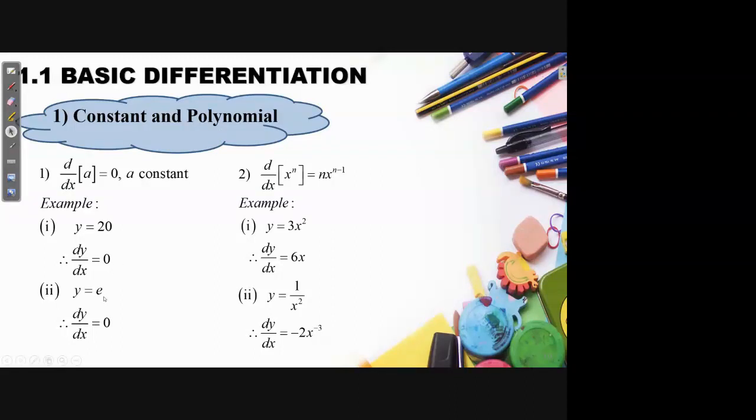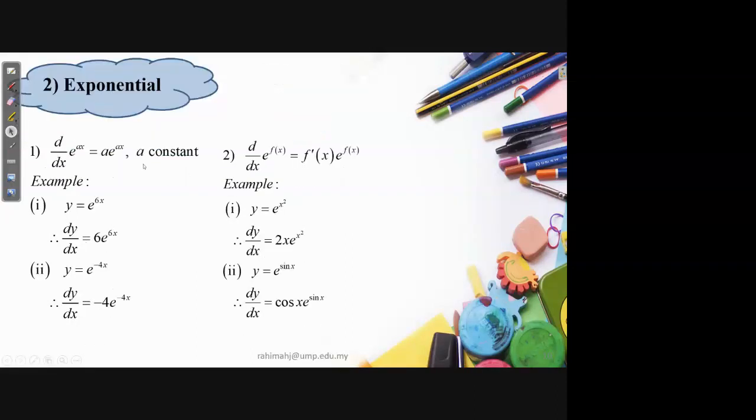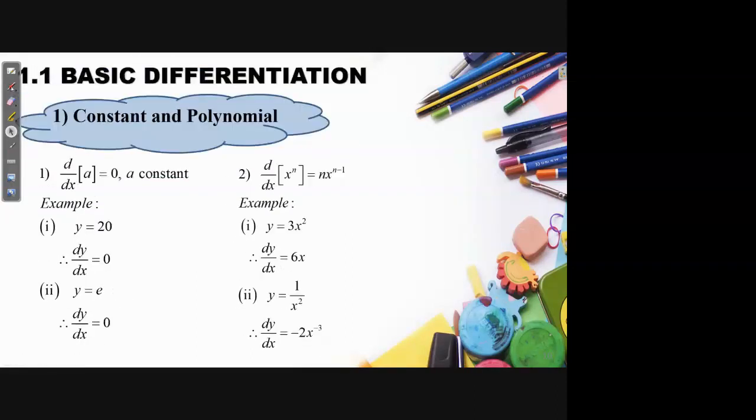When we have y equal to e, this is not a function of x, because we don't see any x in this example. So this is actually a constant, and differentiating it is also equal to 0. Let's say we have y equal to sine 2. Then dy/dx is actually 0, but sometimes students get confused.